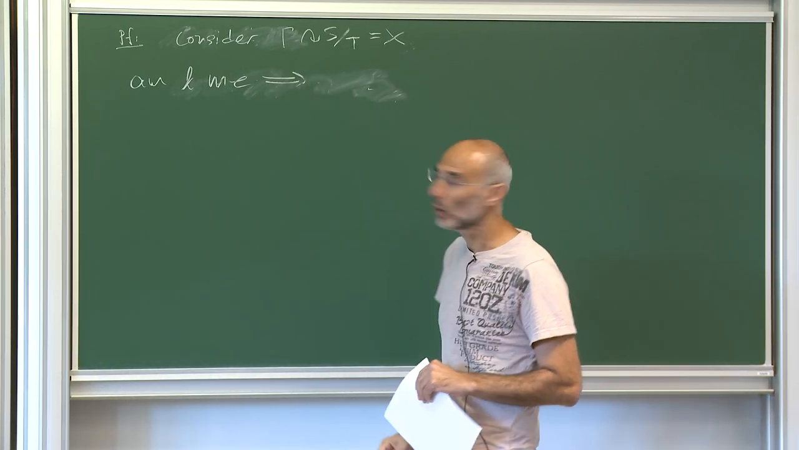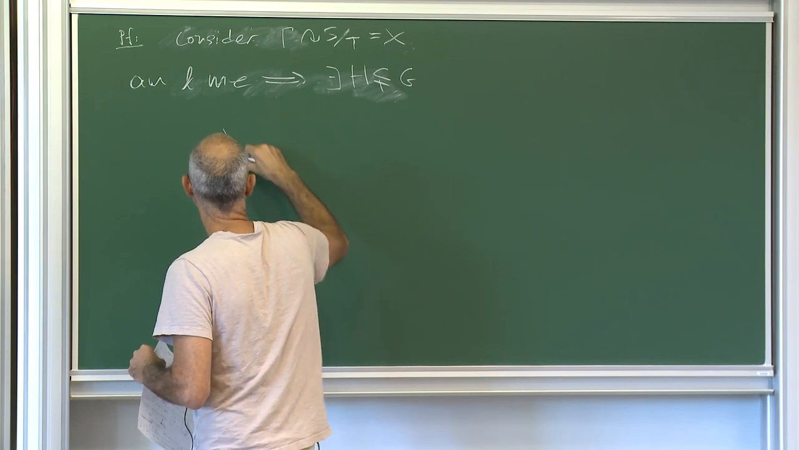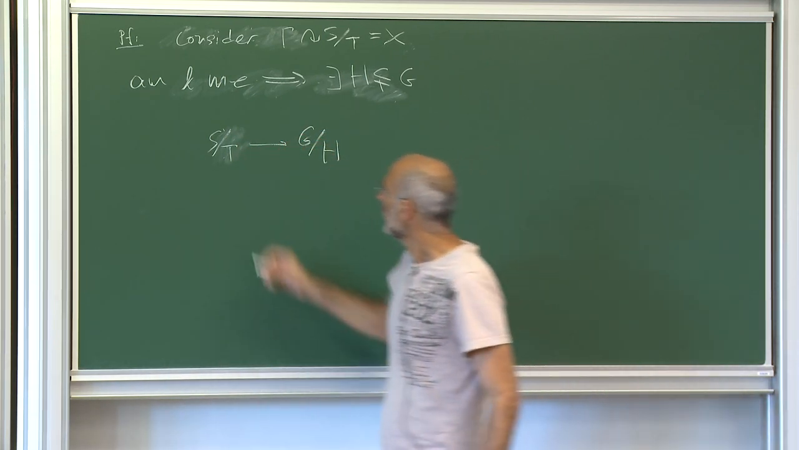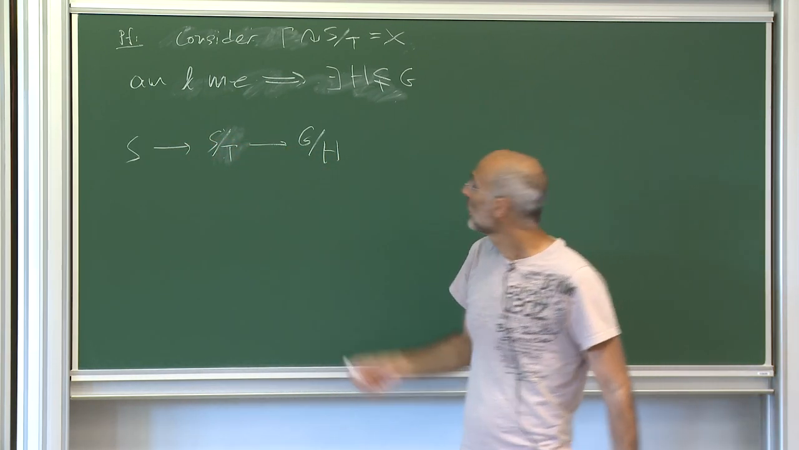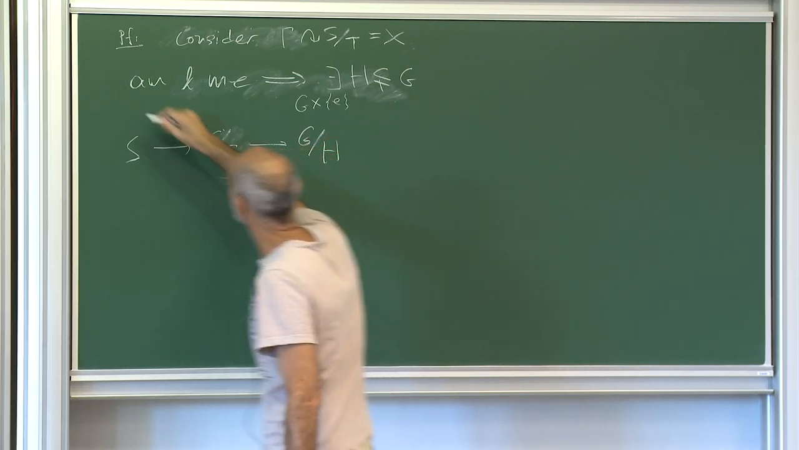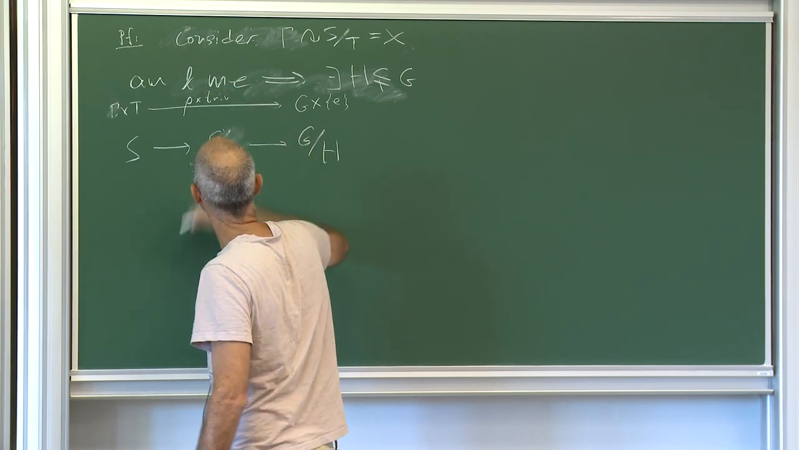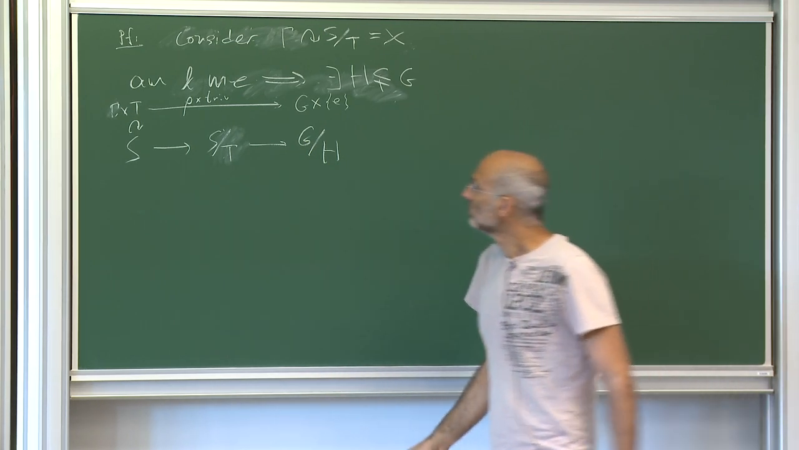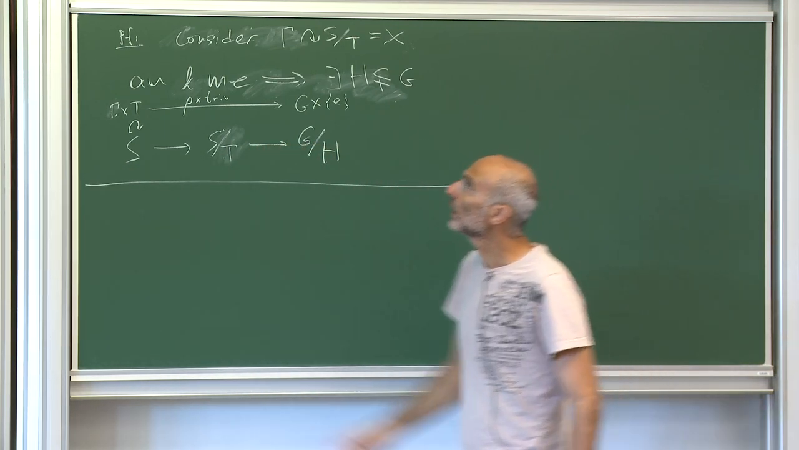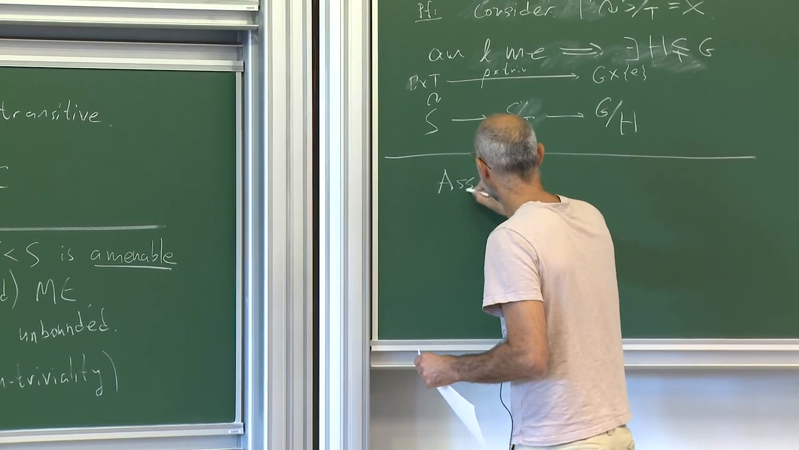This is amenable and metrically ergodic, so it implies that there exists some H and a map X, S mod T, to G mod H. And I want now to view it as a map from S, and here I will act by G times the trivial group. Okay, so I have, in this complicated categorical representation, these two theorems. And now, from now on, I will assume.